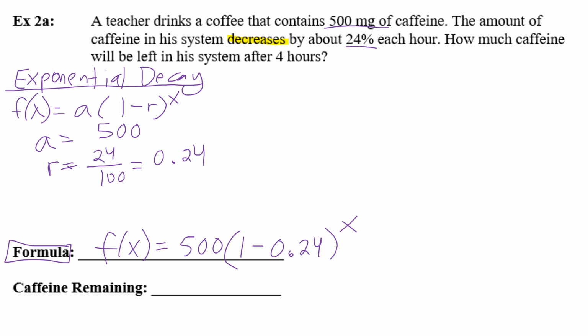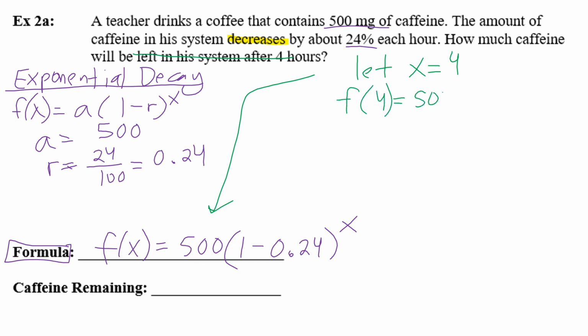Now we take it one step further, and we're told we want to know how much caffeine is left in his system after 4 hours. So now we can let x, remember x has something to do with time, x can be 4. So we'll take the formula, this one right here, and wherever we see x, we're going to plug in 4. So we have f of 4 equals 500, parentheses, 1 minus 0.24 raised to the 4th.